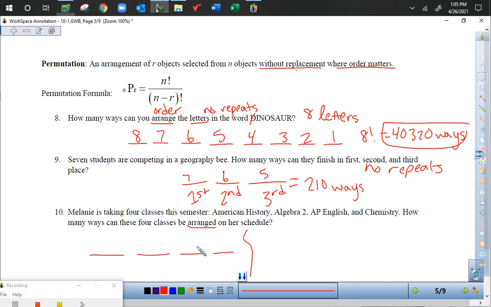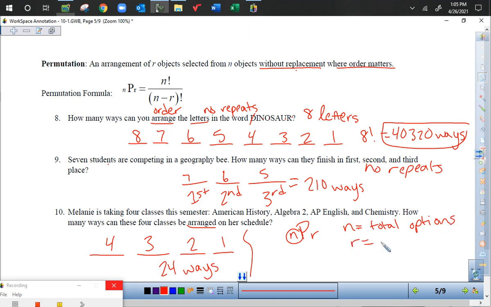So we're doing the same process we have been doing. Okay, there are 4 classes for first hour. But once first hour is done, we only have 3 for the next, and then 2, and then 1. Okay, so that is 12 times 2 is 24 different ways. Now let's talk about this formula. nPr, when we see the n, is talking about total options. Okay, and the r is talking about how many we pick.